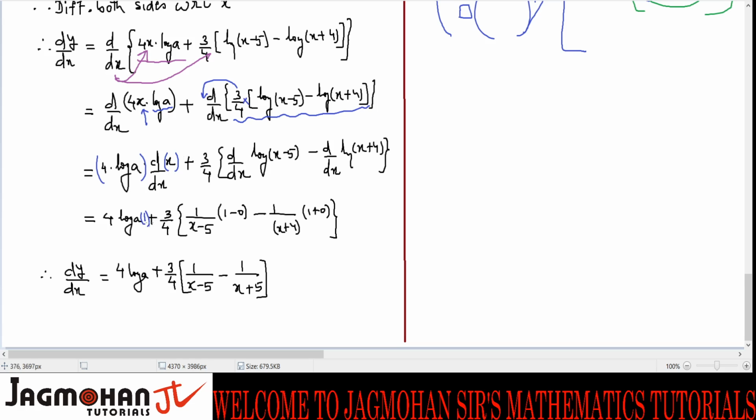So d by dx of x is 1, and 3 by 4 d by dx of log of x minus 5 is 1 upon x minus 5. See, this is d by dx of log f of x, where f of x is x minus 5. So 1 upon x minus 5 into the derivative of x minus 5, which is 1 minus 0. D by dx of x is 1, d by dx of 5 is 0. This is d by dx of log of x plus 4, that is 1 upon x plus 4 into the derivative of x plus 4, that is 1 plus 0, and this gets you the final answer.